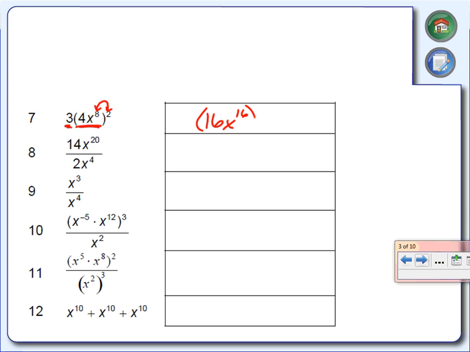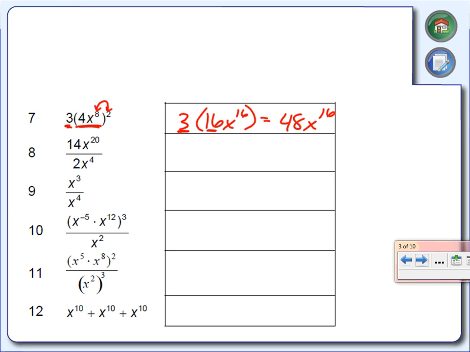Now that is not our answer because there's still 3 in front of that set of parentheses. So we're going to have to multiply this by 3. And when I say multiply, we're multiplying 3 times 16. And what do you get when you multiply 3 times 16? 48. So we end up with 48x to the 16th power.